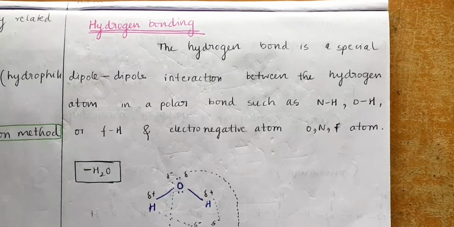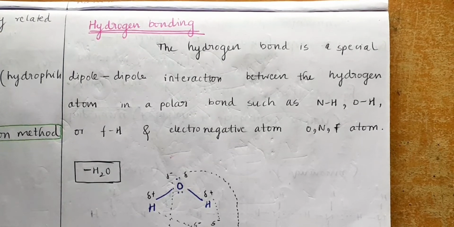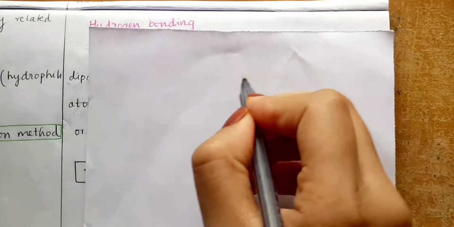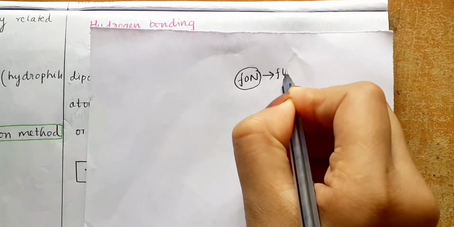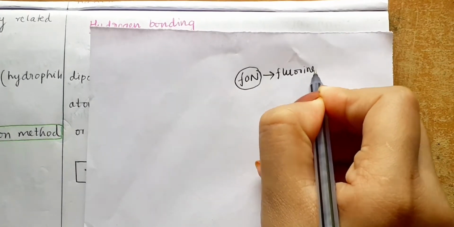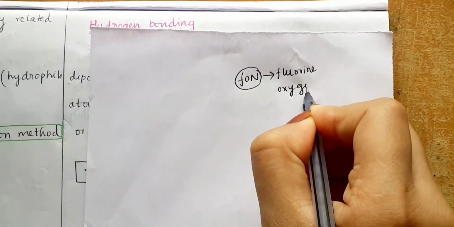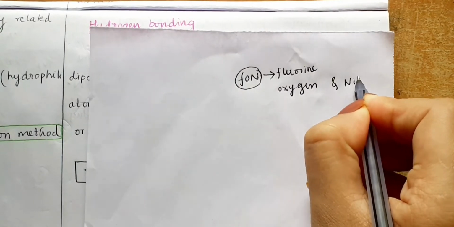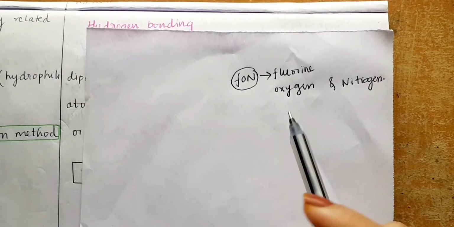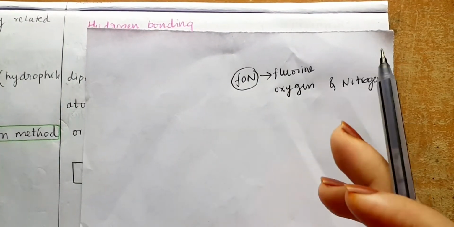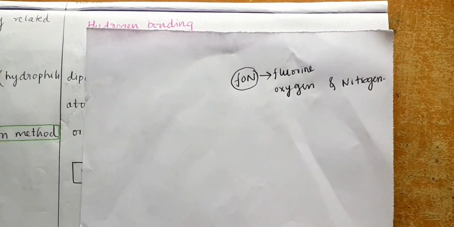We know there are three elements which are highly electronegative. We can easily remember them with the short form FON, which includes fluorine, oxygen and nitrogen. So these are the highly electronegative elements. They attract electrons towards them. When hydrogen combines with any of these, it definitely becomes weak.